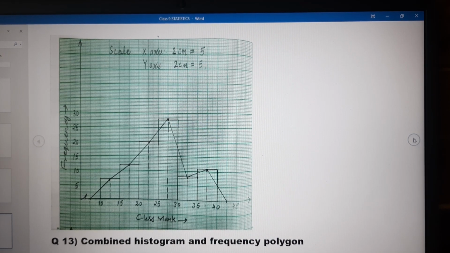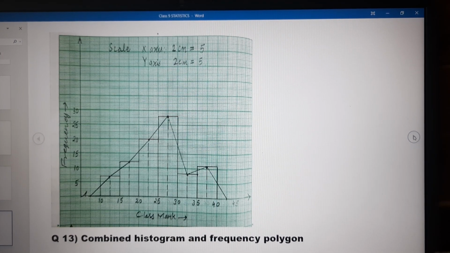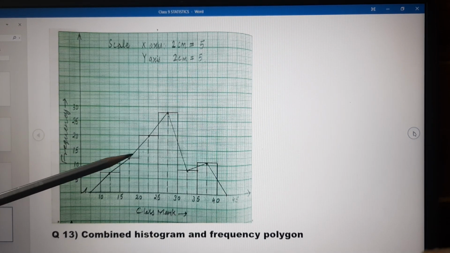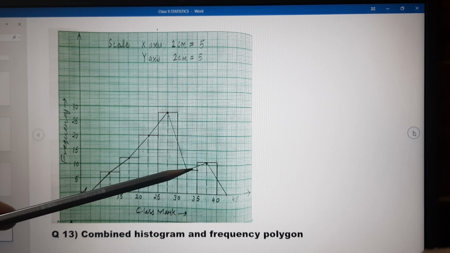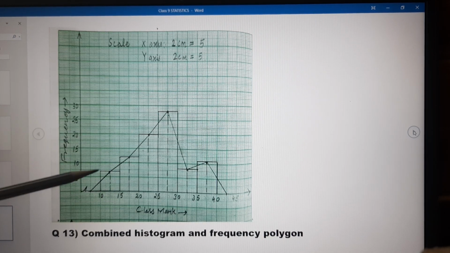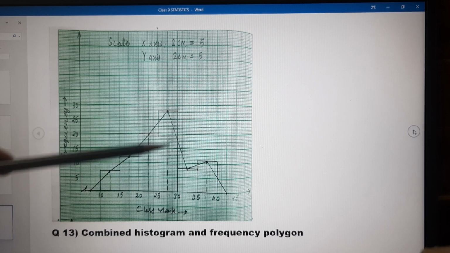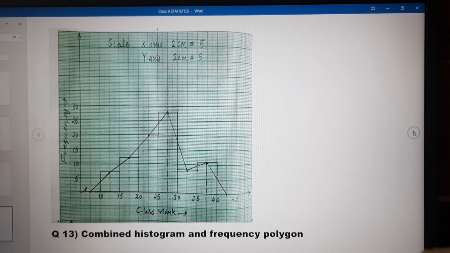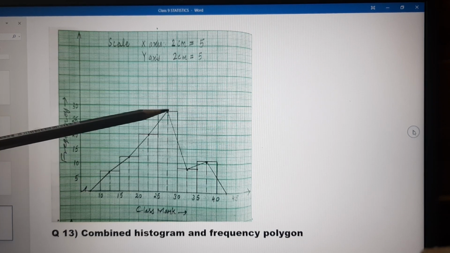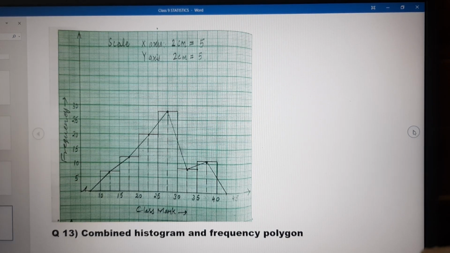Now this histogram is over. Now what is a frequency polygon? What we do, you have to highlight the midpoints of all these rectangles which you have drawn. Clear? The bars which you have drawn. You have to mark their midpoints. As you can see, I have marked.